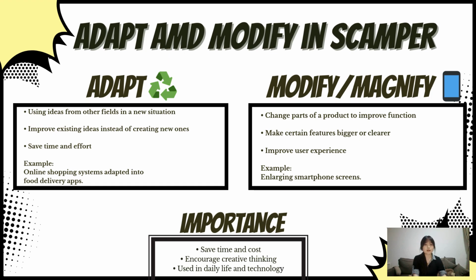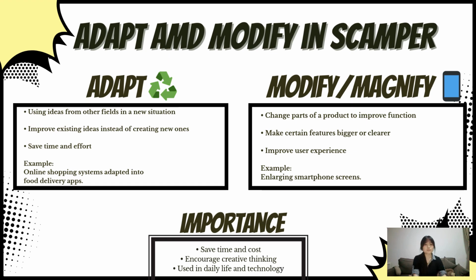others. Magnifying the screen size is one clear example because larger screens make it easier for users to read, watch content, and interact with applications. This example shows that even small modifications, when done continuously, can greatly improve the overall user experience and make products more useful in daily life.